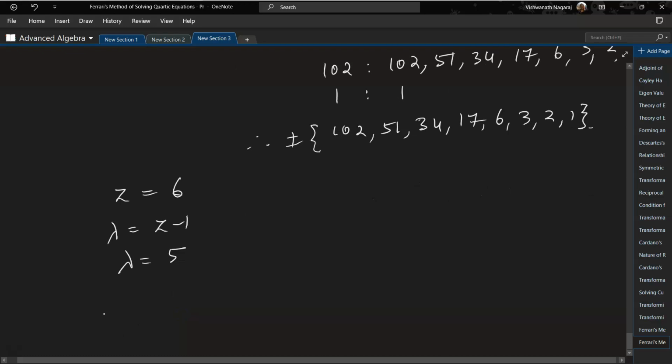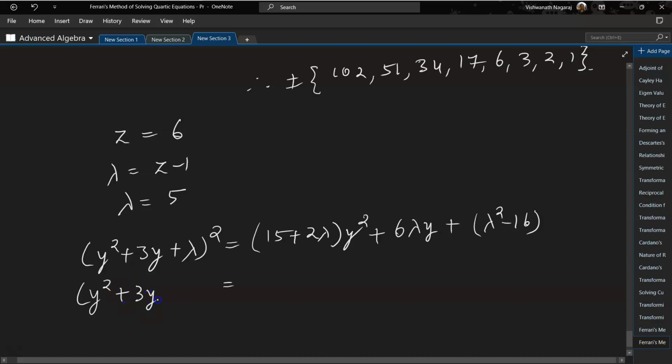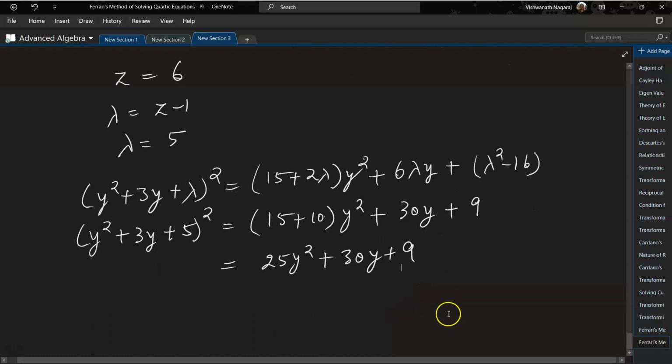Now let's put in the value of lambda. So y square plus 3y plus 5 whole square is equal to... Let me write the equation first, then we'll do the substitution. 15 plus 2 lambda y square plus 6 lambda y plus lambda square minus 60. Here lambda is 5. So 3y plus 5 square: 15 plus 5 times 2 is 10, y square, plus 6 times 5 is 30y, plus 25 minus 16 is 9. This is 25y square plus 30y plus 9, which means this is 5y plus 3 the whole square.